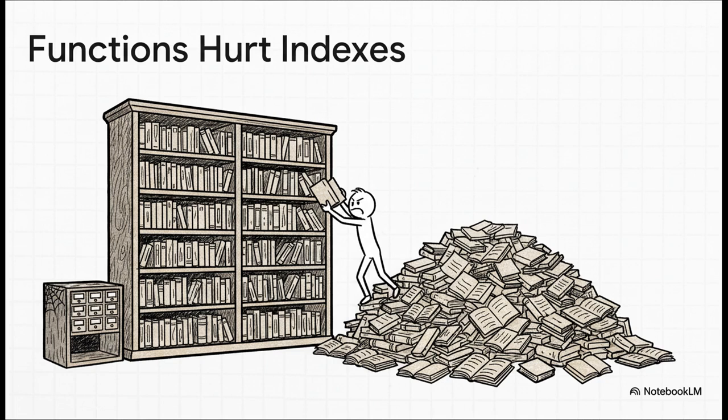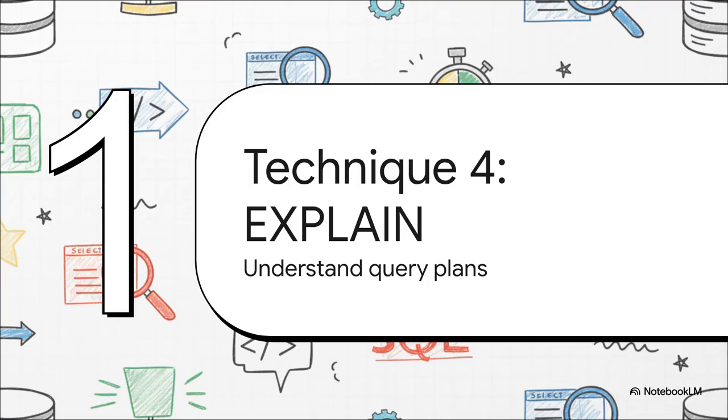That means the database has to read the entire table from start to finish. The analogy here is perfect. It's like going to a library, and instead of using the card catalog, you just start pulling out every single book off the shelf to find one sentence. It's crazy inefficient. So, how do you even know if you're causing one of these full table scans?